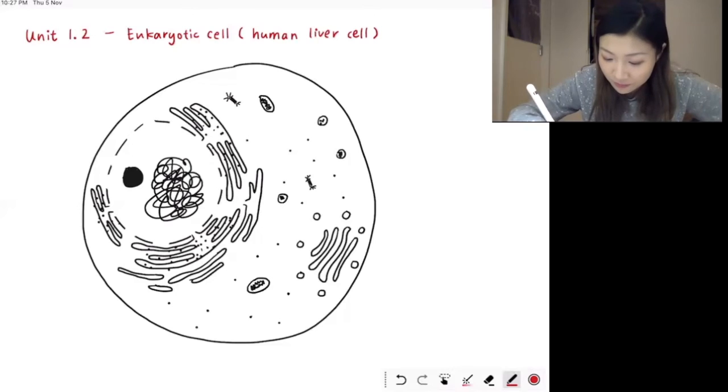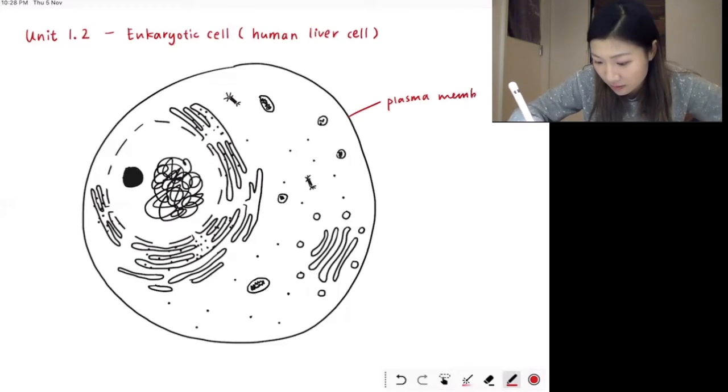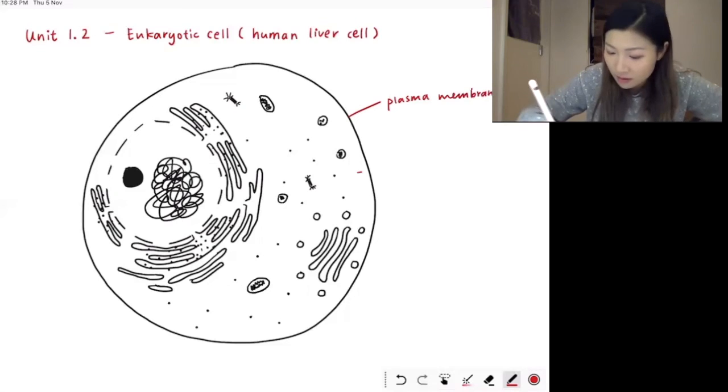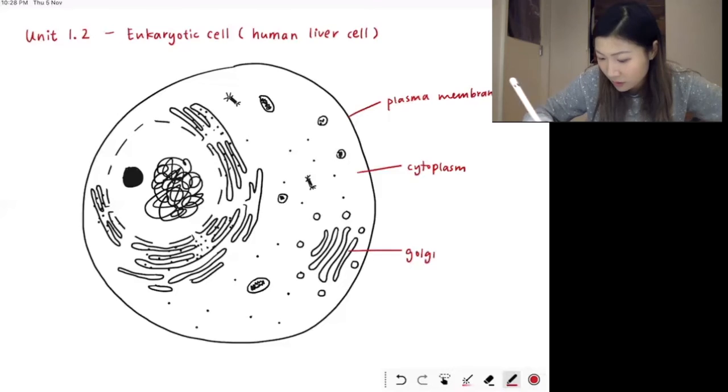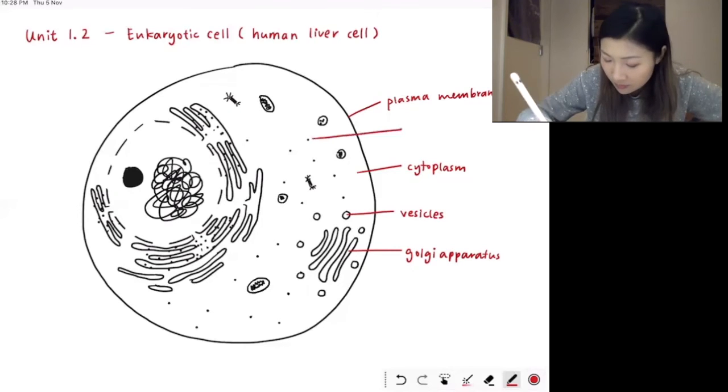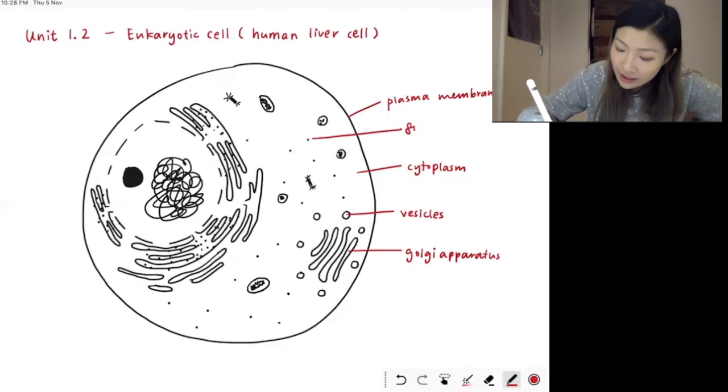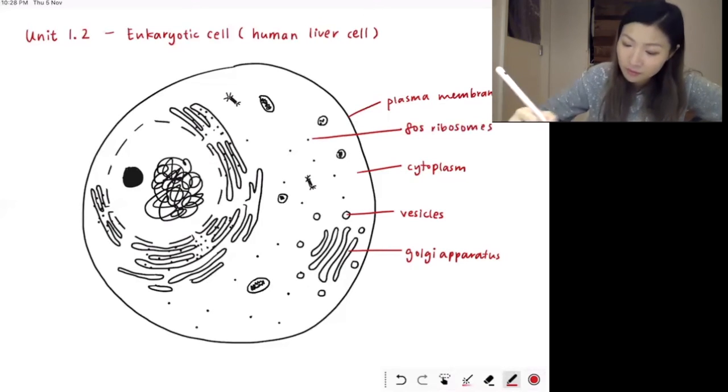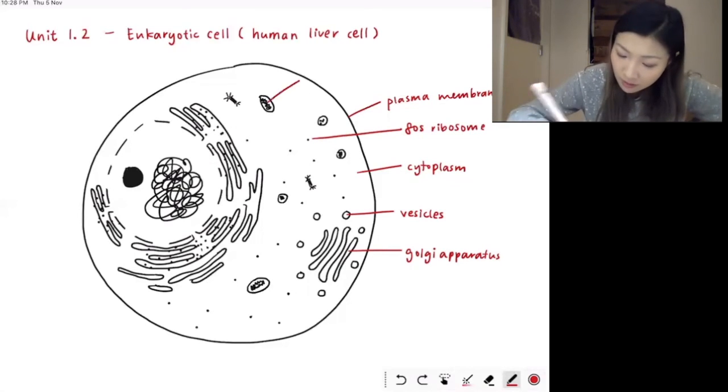Red color. We start with the plasma membrane, cytoplasm, Golgi apparatus. Label these as vesicles. And then we have the ribosomes. Mitochondria.